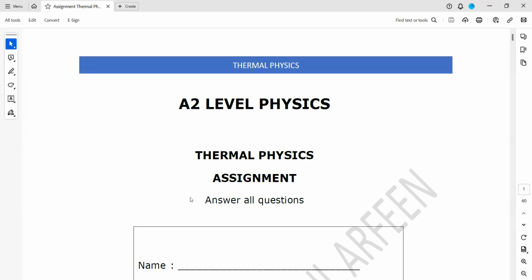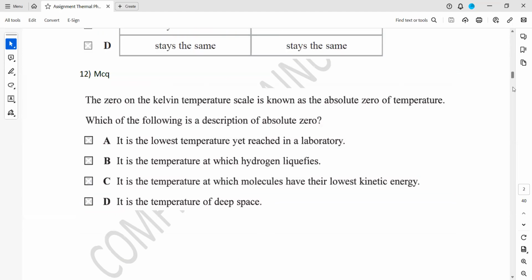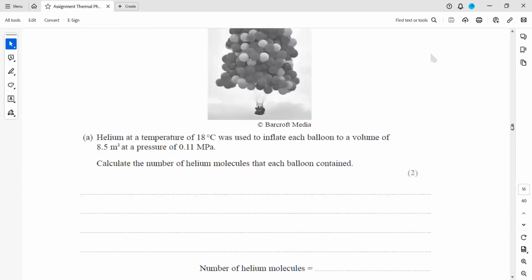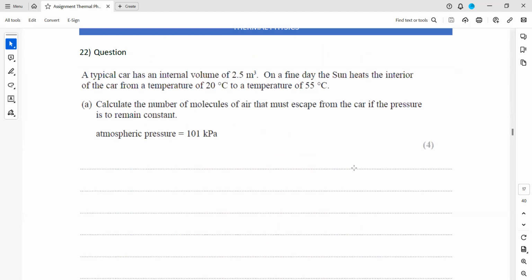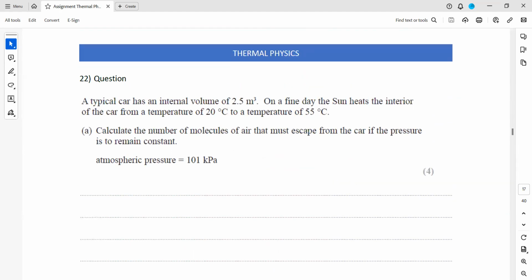So this exercise is related to thermal physics, and we did the first 21 questions from this exercise. So question 22, I'll start with. This is question 22.